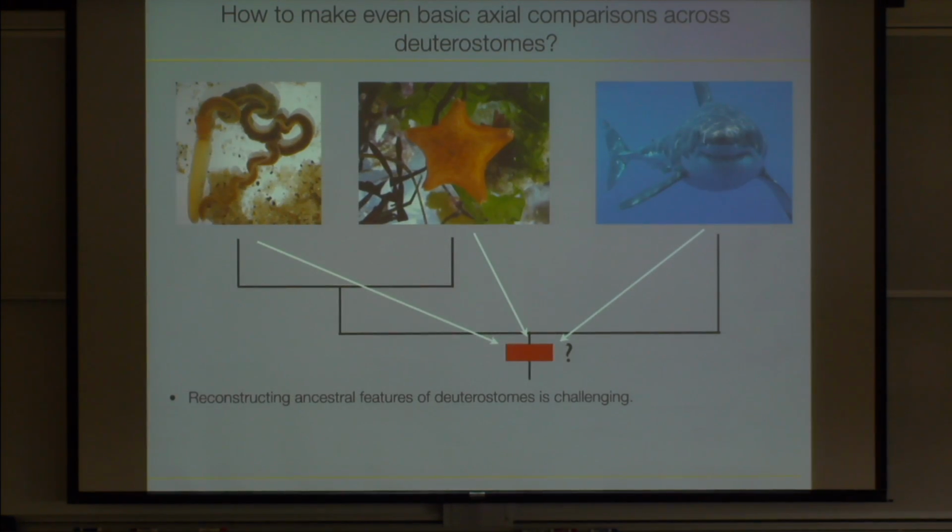So this particular reconstruction is really problematic. The range of morphologies we have is just too diverse, and the fossil record is too poor for us to make any conclusions about what this early Deuterostome might have looked like.